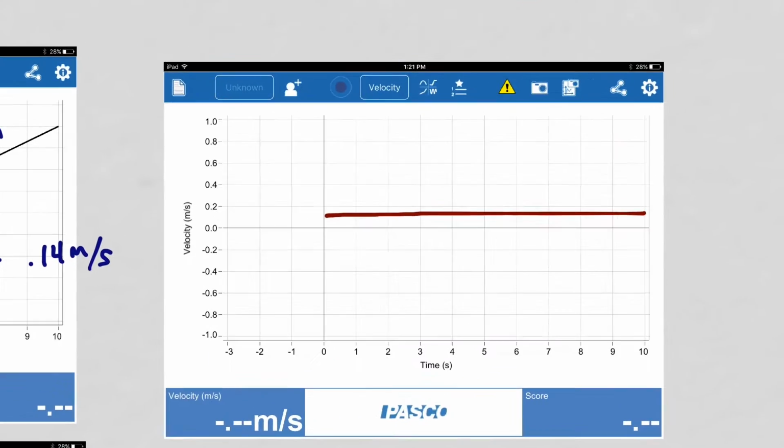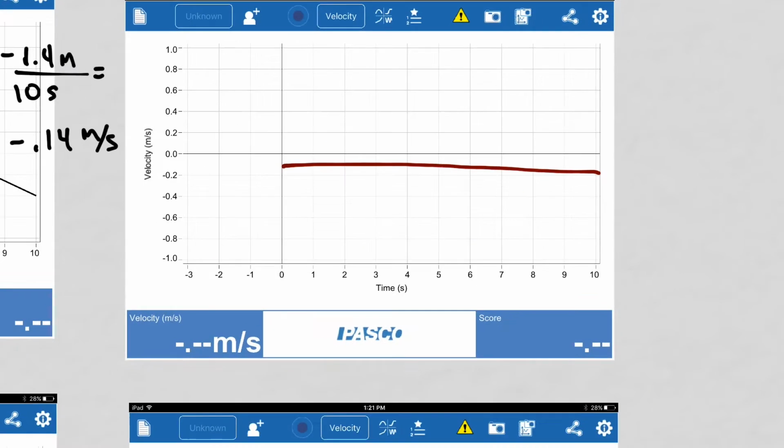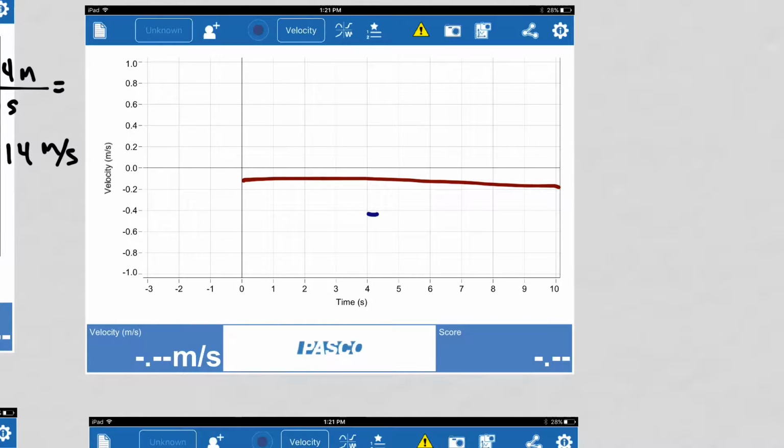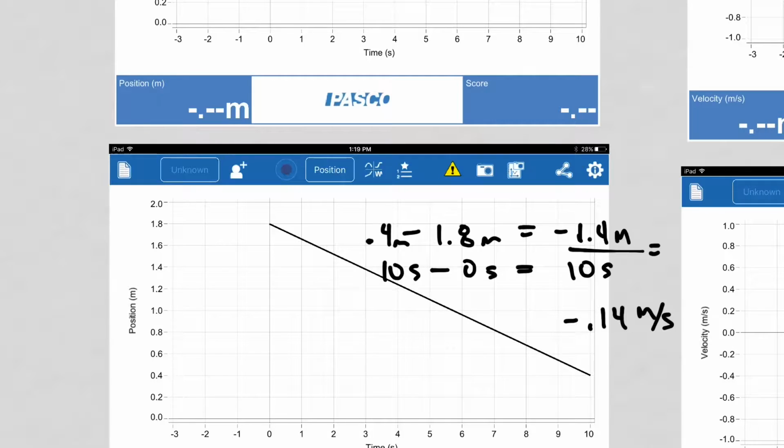And maybe I should label these. So this is going to be 0.14 meters per second. And this one is going to be negative 0.14 meters per second. And again, spot check your work. Over 1 second, we should be losing about 1.4 meters, and you can see here that that is going to be true. We've changed about 1.4 meters from where we started over the first second.